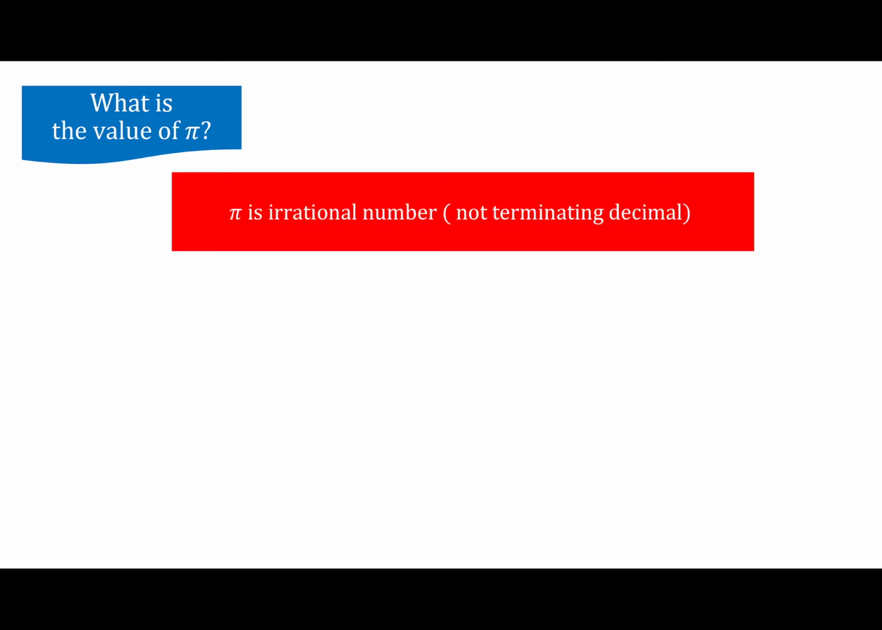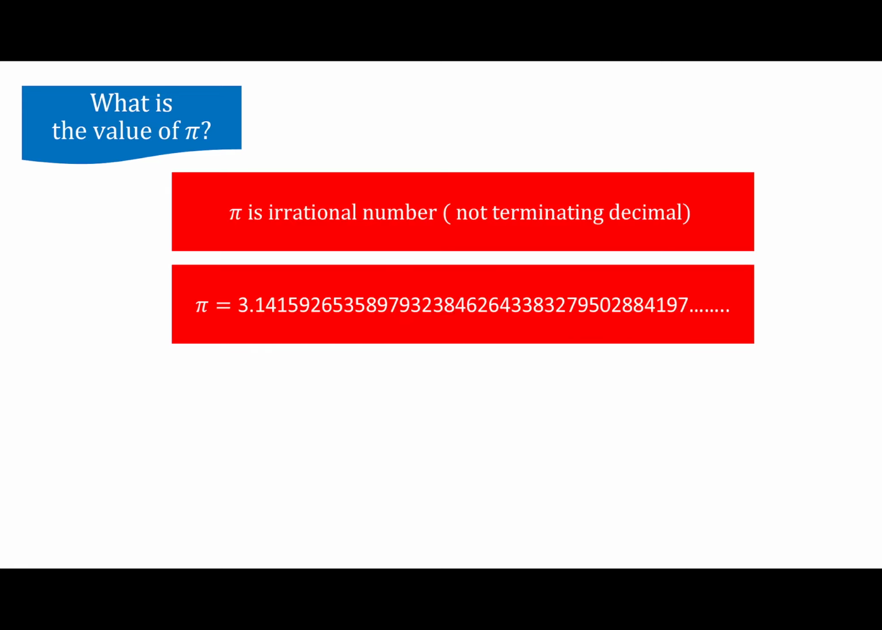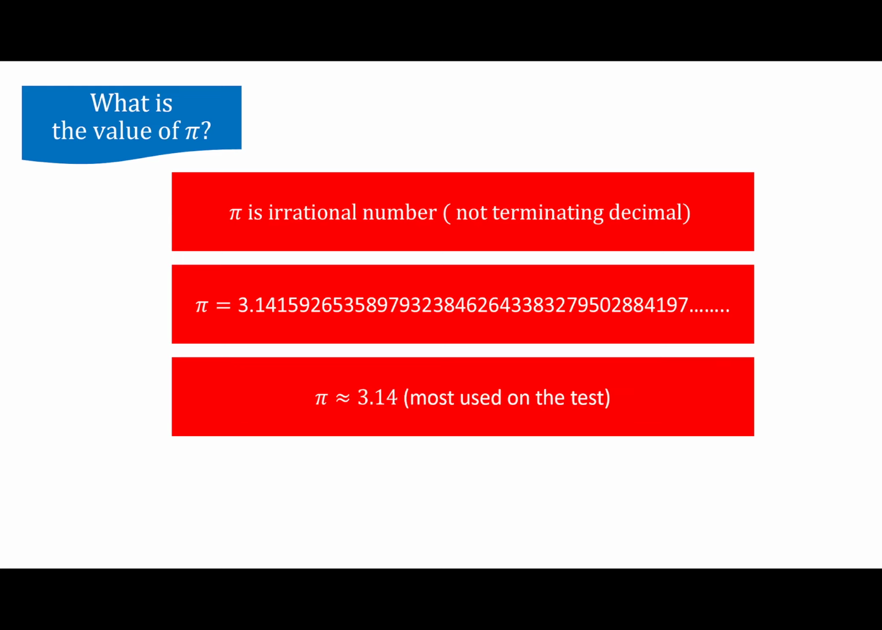What is the value of pi? Pi is an irrational number, not a terminating decimal. Here's an idea about what's happening. It's pi. We usually use 3.14, most used on the test. We use that as a value of pi.